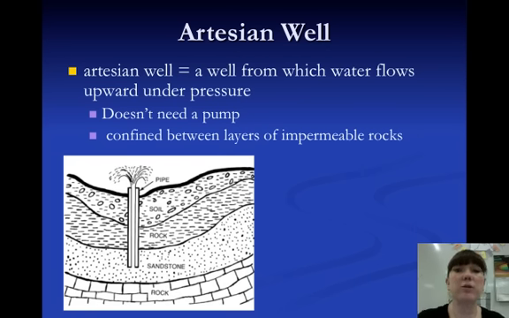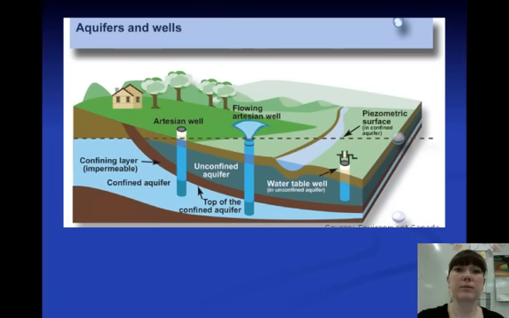An artesian well is a well from which water flows upward under pressure. This type of well does not need a pump. It just naturally rises up to the surface, and the reason is because of the pressure here. Because the aquifer that it's drawing into is confined between layers of impermeable rock. So here we see sandstone is the aquifer that the well goes into, and it has impermeable rock above it and below it, and so this causes quite a bit of pressure, so when we drill into that aquifer, water just naturally rises up from the pressure.